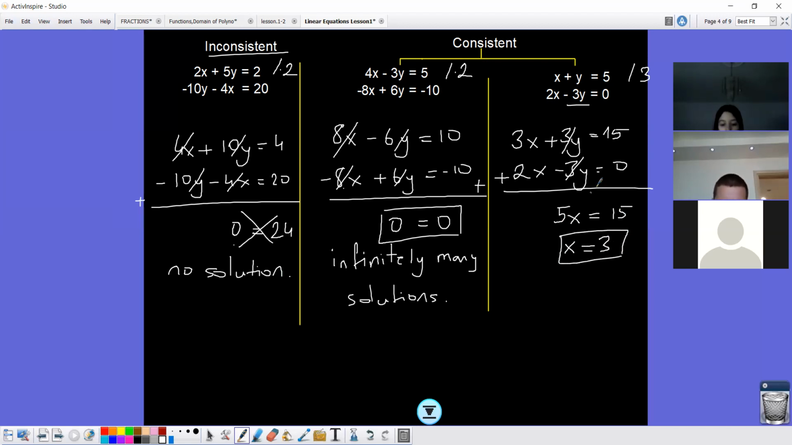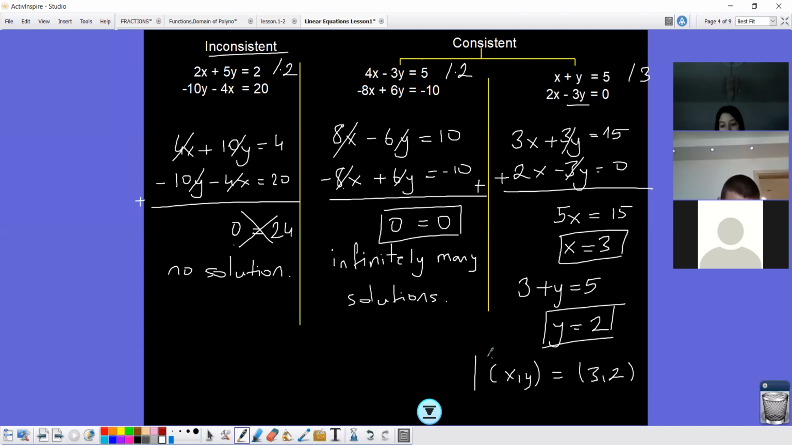If we found the x, now we can find y easily. I'm taking the first equation, 3 plus y is equal to 5. Then y is equal to 2. So as you see, here we have one solution only. The solution is (x, y) equal to (3, 2). Okay? Did we understand the difference of consistent and inconsistent systems?